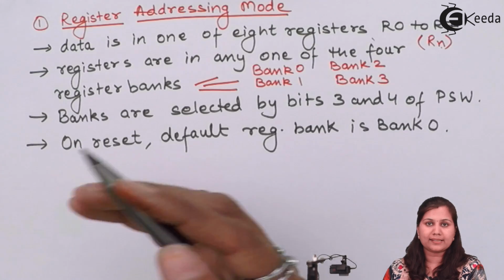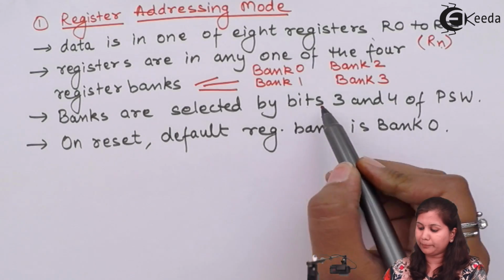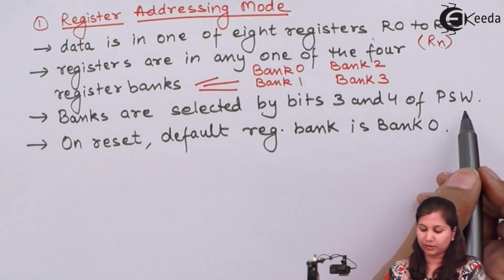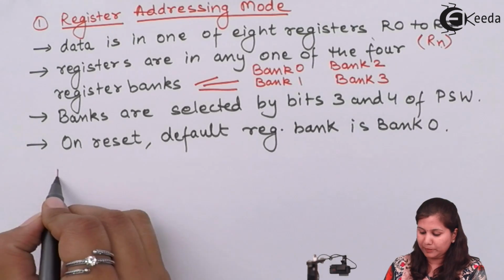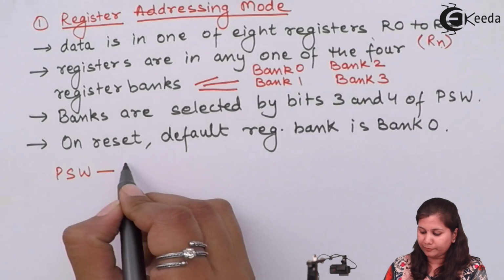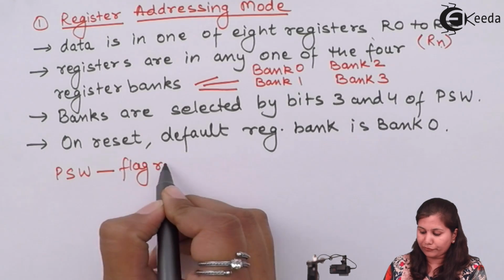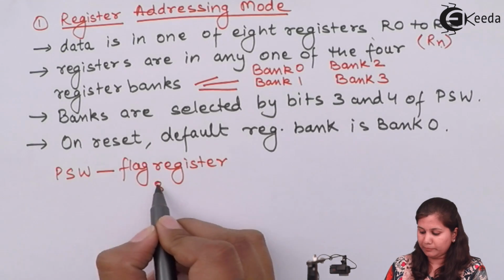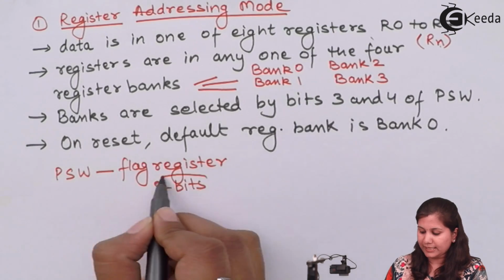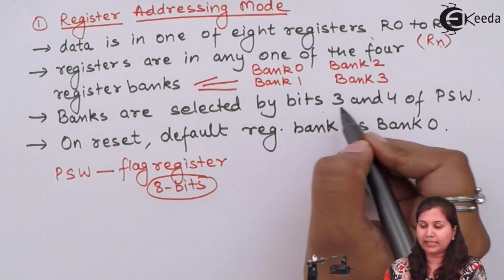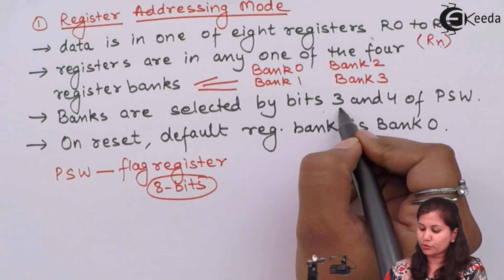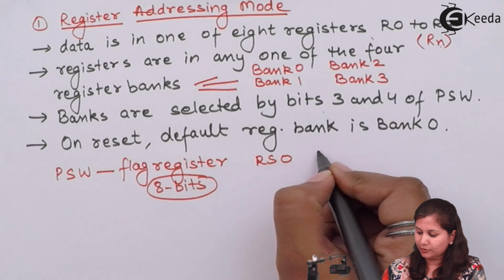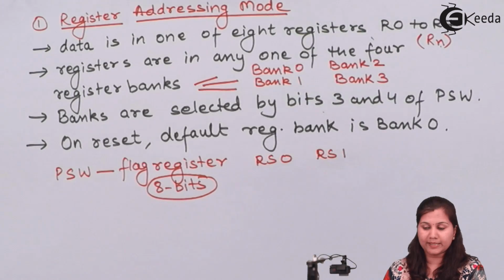Now how are these banks selected? They are selected by bit number 3 and bit number 4 of the program status word. Program status word, that is PSW, is the flag register of 8051. This flag register is of 8 bits. And out of these 8 bits, bit number 3 and bit number 4 are used for the selection of the banks. So these bits are RS0 and RS1. 2 bits are there.